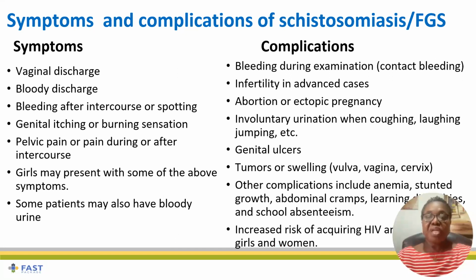Now, for some of the complications, you could bleed during examination, and sometimes infertility in advanced cases, abortion or ectopic pregnancy, involuntary urination when you cough or laugh. You may have genital ulcers, tumors or swelling in the vulva, vagina, or cervix, and several other complications. And there's an increased risk of acquiring HIV and AIDS in girls and women.